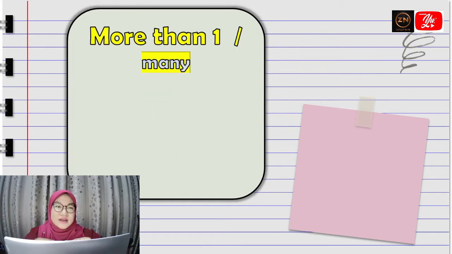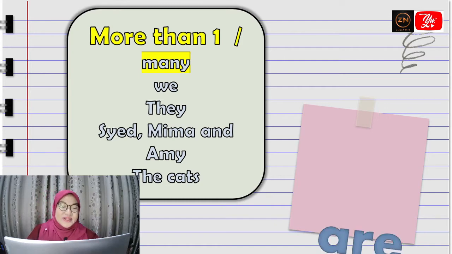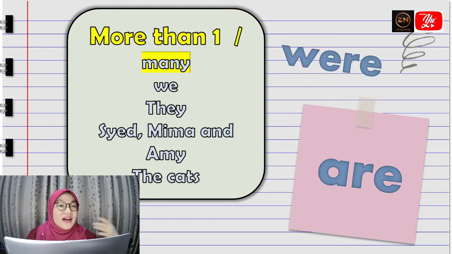If your subjects show more than one person, alright, then you need to use the plural verb to be. Okay, if your subjects are plural, you use plural verb to be. Alright, for example, we, they, Said, Mima, and Amy. There are 3 people over there, and then the cats, you see, there is a letter S at the end of the word the cats, which means that there are many cats. So that is why you need to use the plural verb to be, which is are. And the past tense form for are is were.